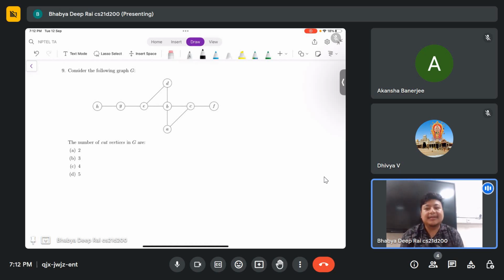So yeah, let's look at this question. Cut vertices. This is another nice thing about graphs. Question is, what is the number of cut vertices in G? I think this was done towards the end in the video lectures. But if you want to recap on cut vertices, also let me know.